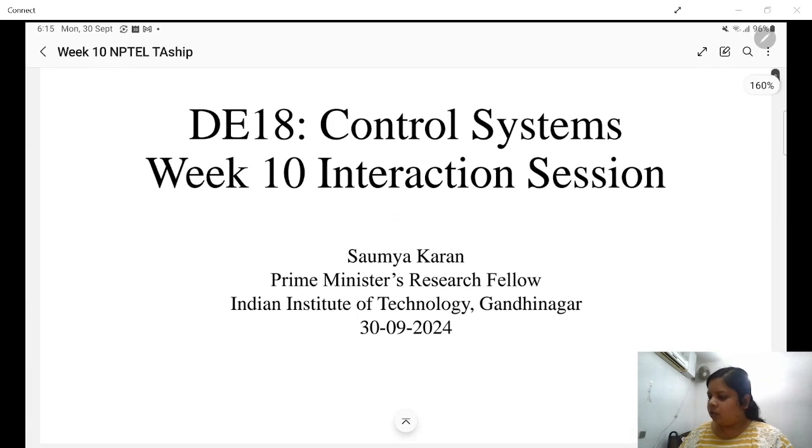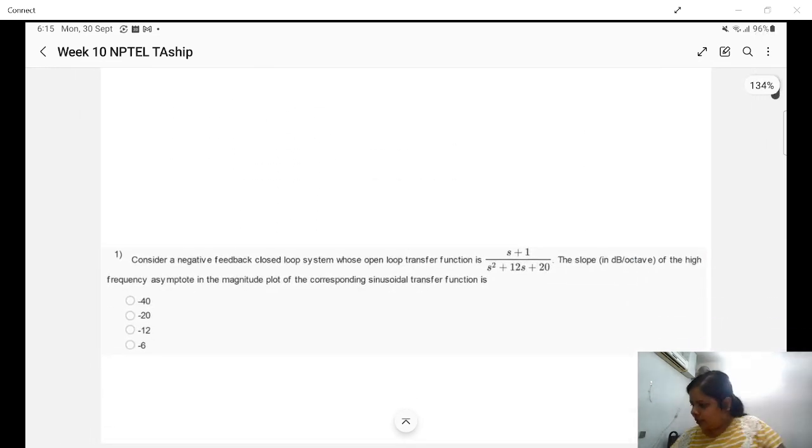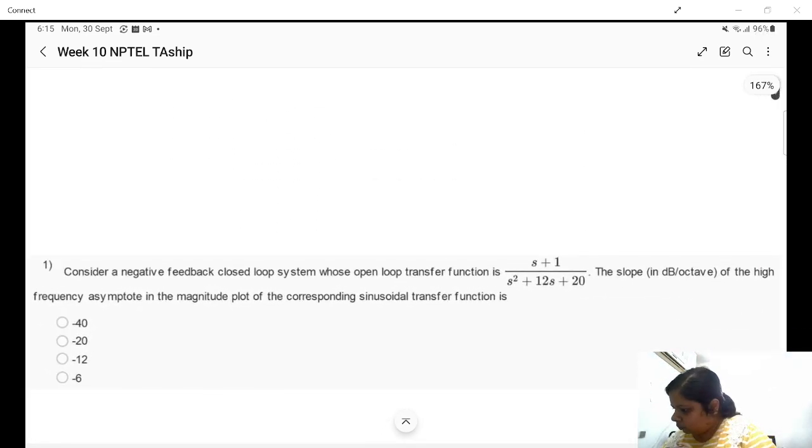Okay. So we'll later see the Nyquist stability criteria. Let me adjust the window.